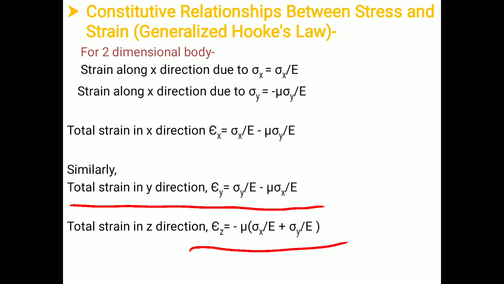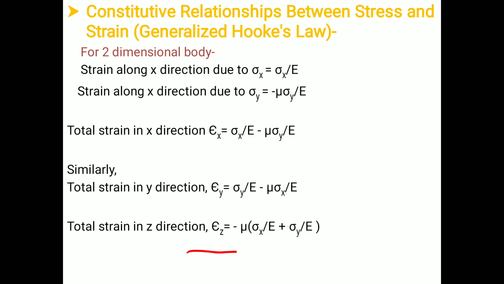I have not considered any stress along z direction because we have concentrated on the two-dimensional body only, and in that we have concentrated on x and y direction. Therefore, the stress along z direction is 0. But although the stress along z direction is 0, we have the strain along z direction. Therefore, the strain along z direction is minus mu into sigma x upon E plus sigma y by E. Here we have completed the concept of generalized Hooke's law. In the next lecture, we will discuss the relation between modulus of elasticity and the bulk modulus. Thank you.